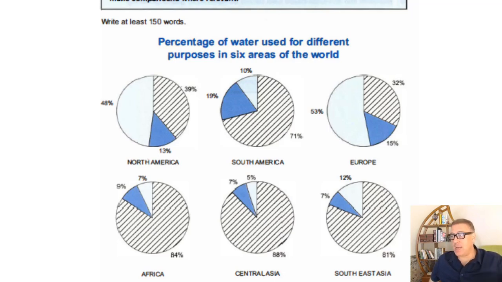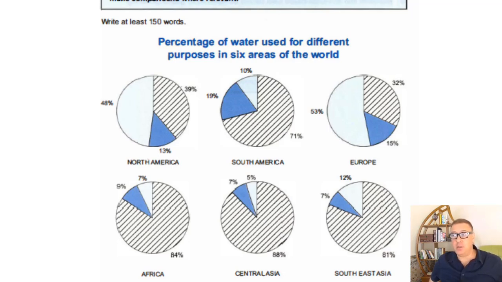So if you look at agricultural use in the developing world, 84% Africa, 88% Central Asia, 81% Southeast Asia, those are pretty similar numbers, and even 71% for South America is in a similar range. For North America and Europe, 32 and 39%. So again, they're not all that different. For North America and Europe with industrial use of water, the light blue color, 48 versus 53%, so about a half. So those are also very similar.